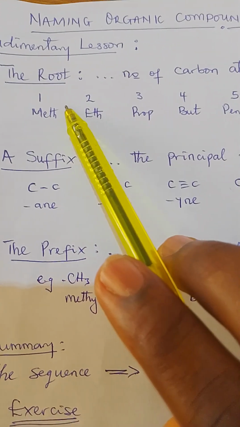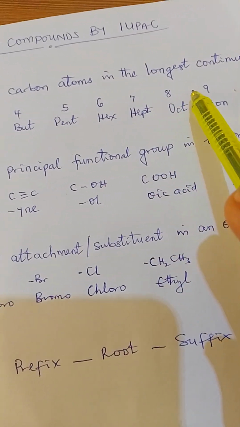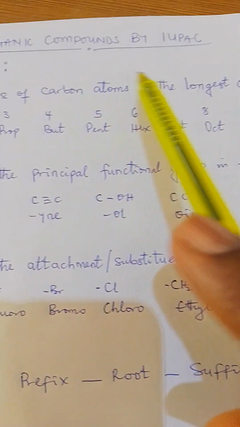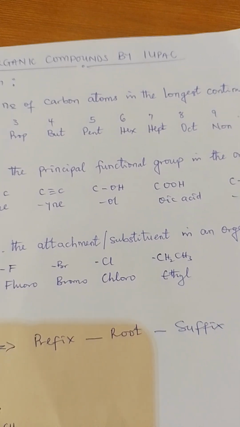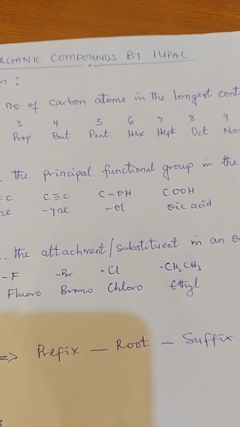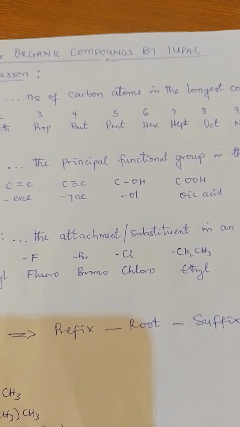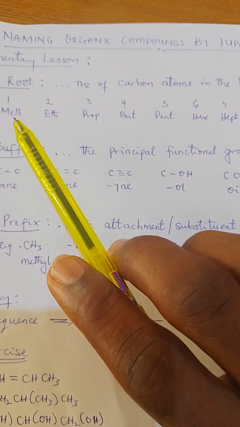And what is the root? Root is the number of carbon atoms in the longest continuous chain. What does that mean? That means from that organic compound, you must be able to identify the longest continuous chain. And if you identify them, they have their names.